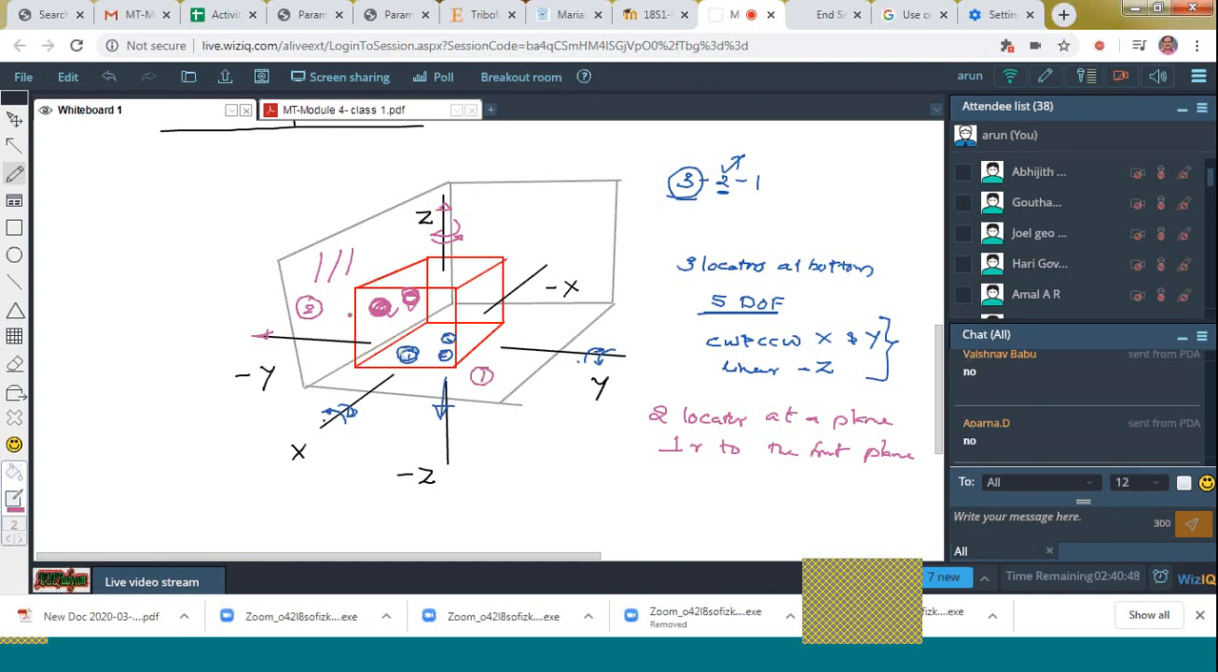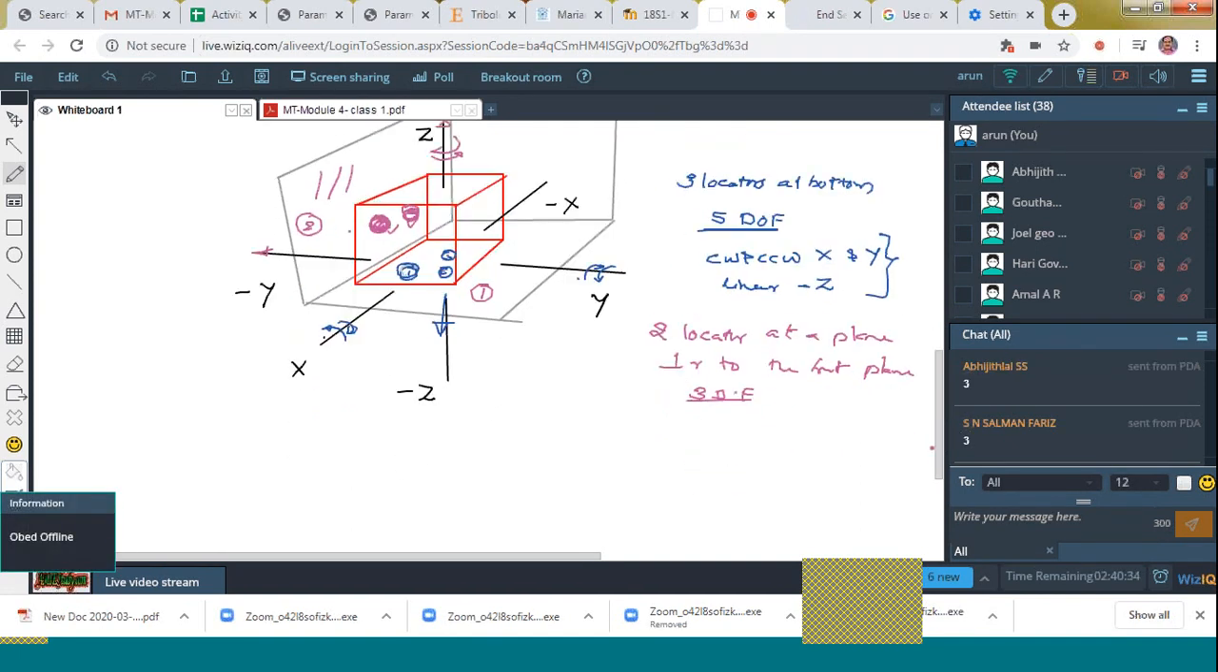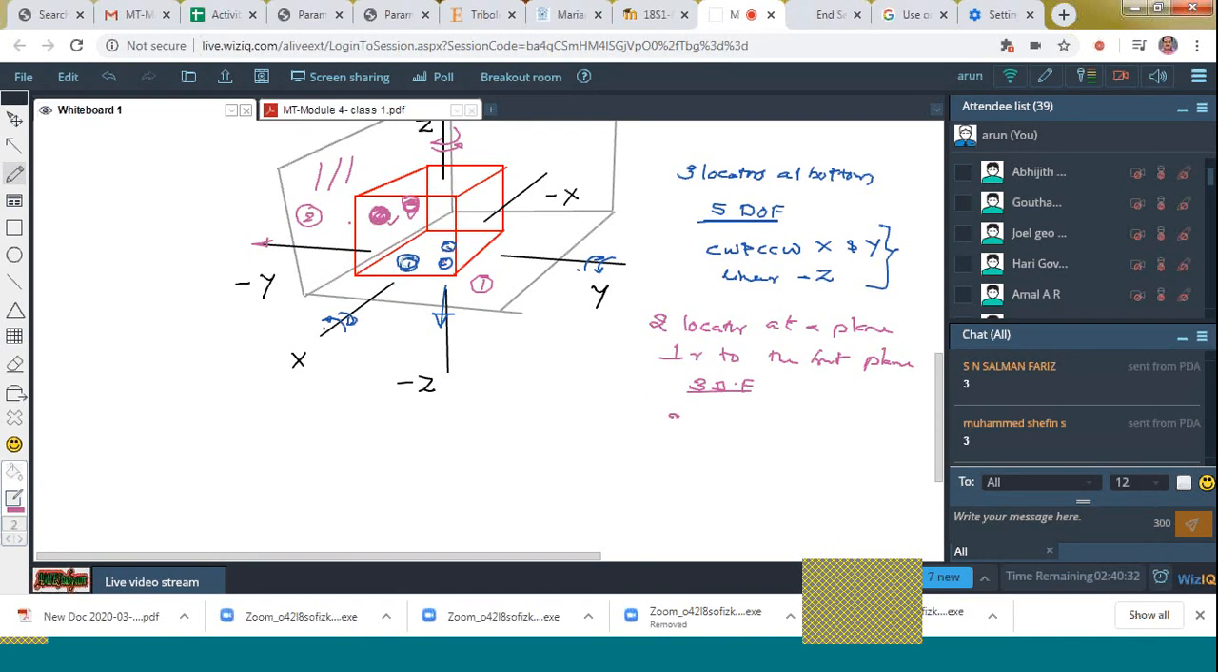Okay? And then that will arrest how many degrees of freedom? 3 degrees of freedom are arrested. Which are they? How many rotary motions? 2 rotary motions are arrested. Which are they? Z-axis, isn't it? Yes. Clockwise and anti-clockwise rotations are arrested.